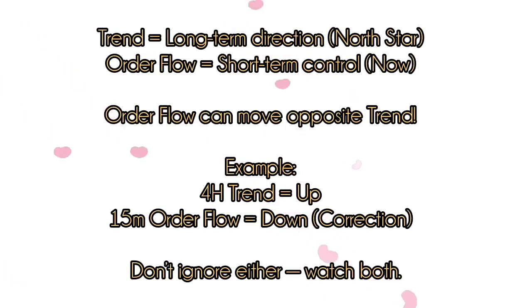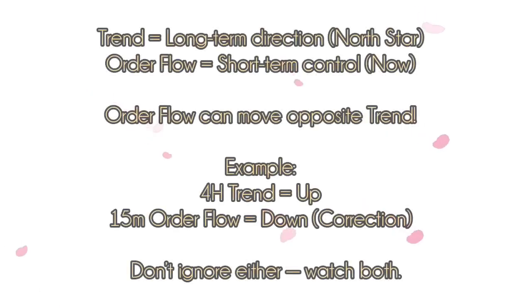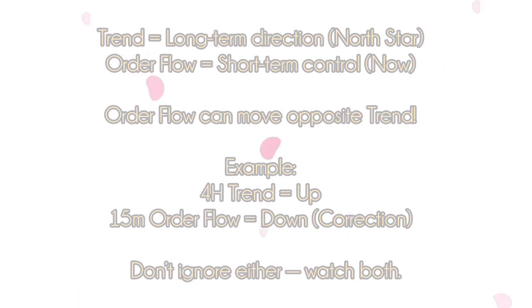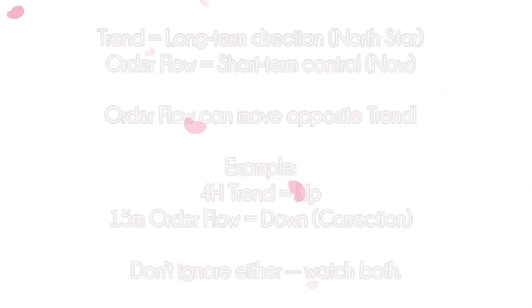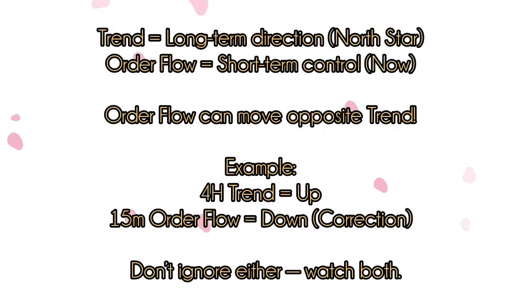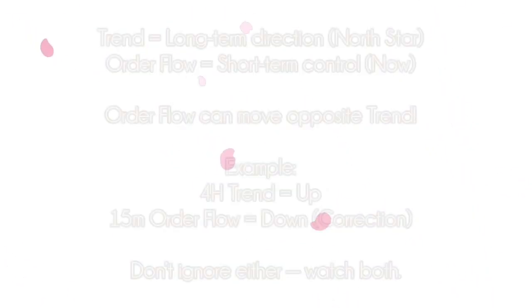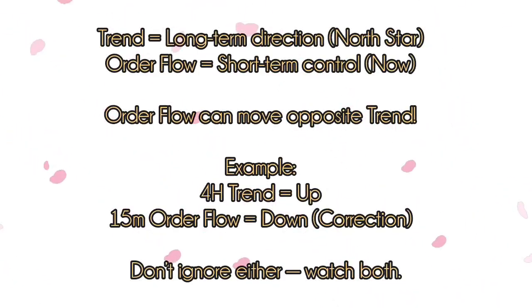Now that we have found our North Star, the trend, it is time to address the surface waves and the exciting story of the markets now. Order flow is the answer to the question: at this very moment, in this very hour, who is in control? Order flow is the short-term narrative of the market, the story of the small battles, the pullbacks, and the corrections. And here is the vital point. The order flow can, and often does, move in the complete opposite direction of the main trend.